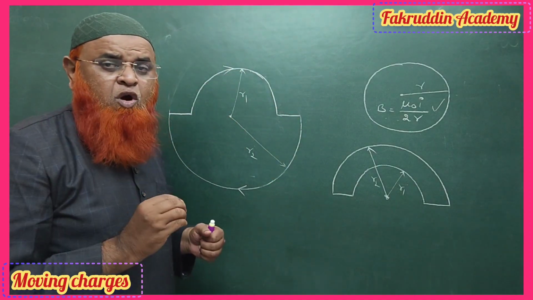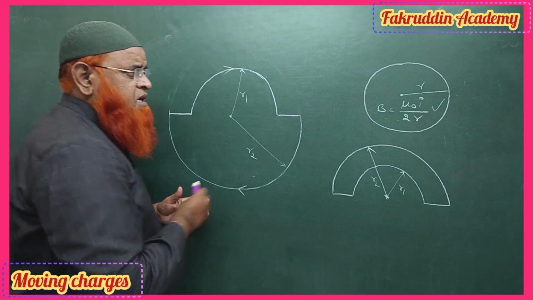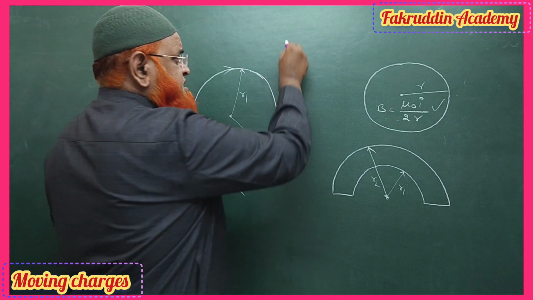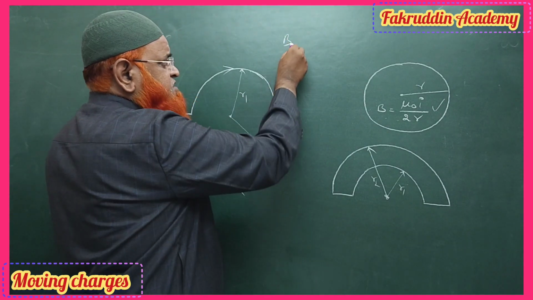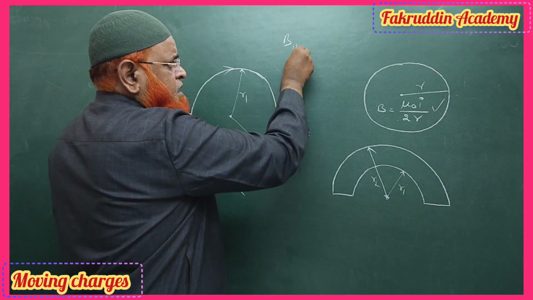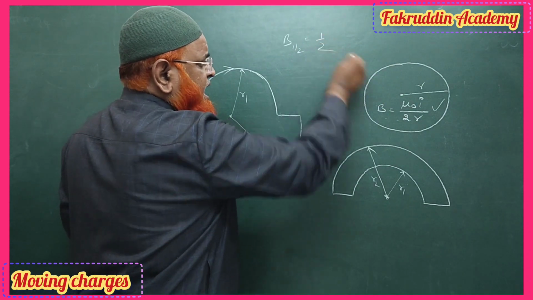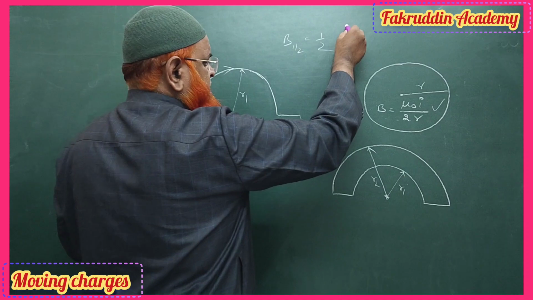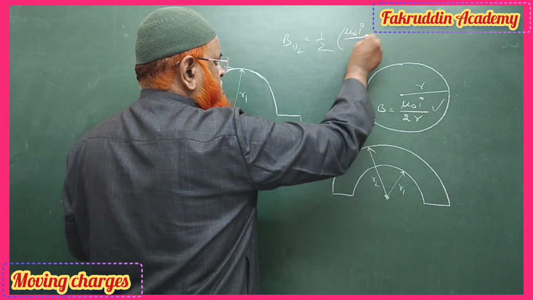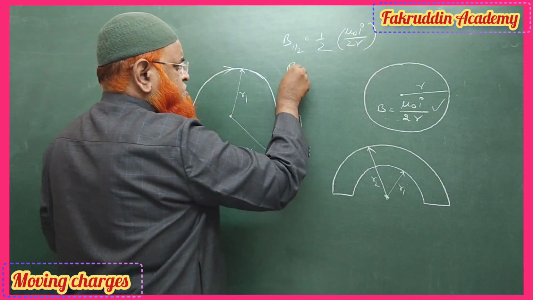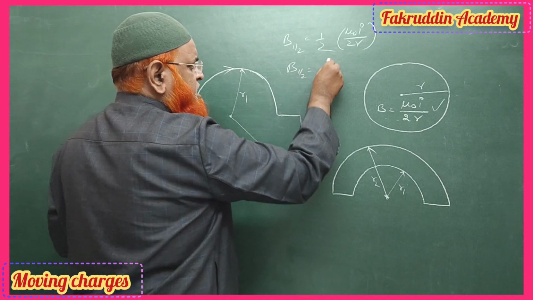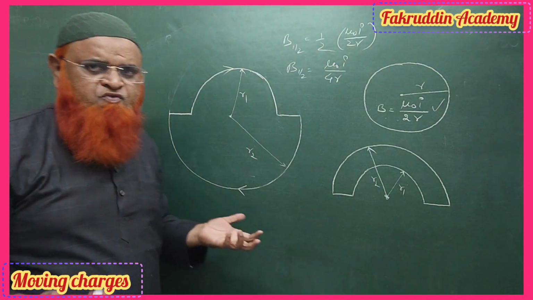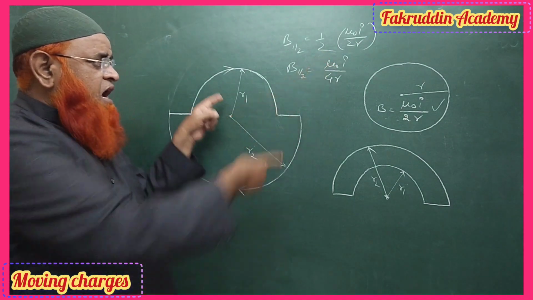For a half circle, what is going to be the formula? The shortcut method to find the magnetic induction for a half circle is this: half circle means you have to consider half of the full circle. Half of the full circle means half into mu naught I by 2R. That's it. So for a half circle, how much is it going to be? Mu naught I by 4R. This is going to be the formula for a half circle.